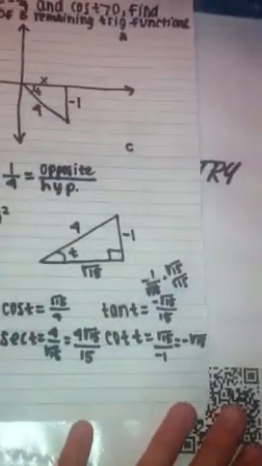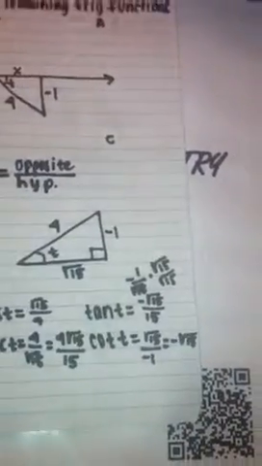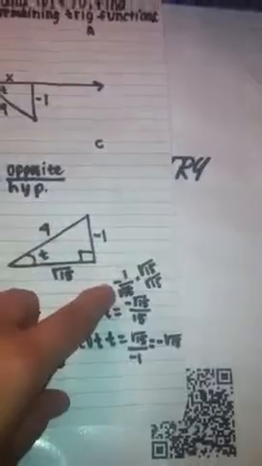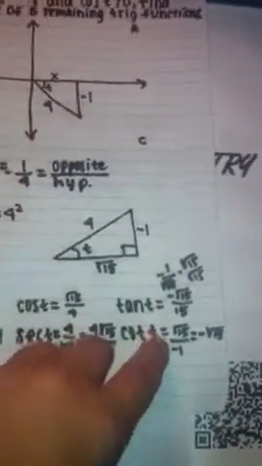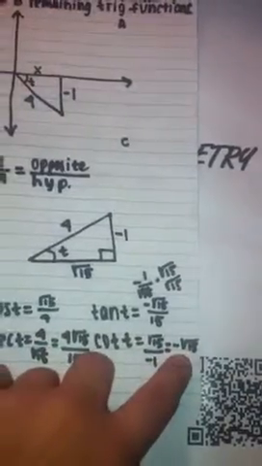Now we need to find the cotangent of t, which is very easy since we already know the tangent. You just flip it. So you can flip it from the beginning, the -1 over square root 15. So it's going to be square root 15 over -1, equals the negative square root 15. And so that's how you find the 5 remaining trig functions.